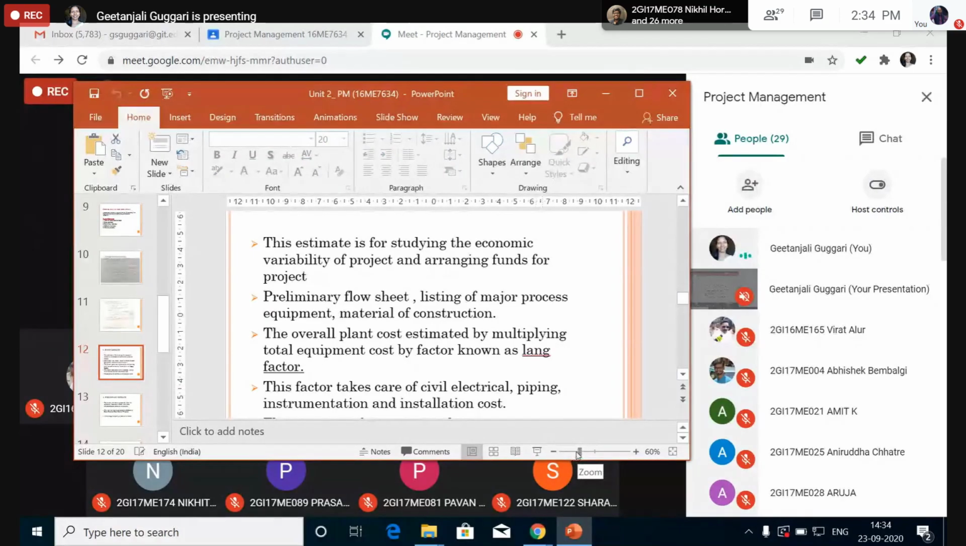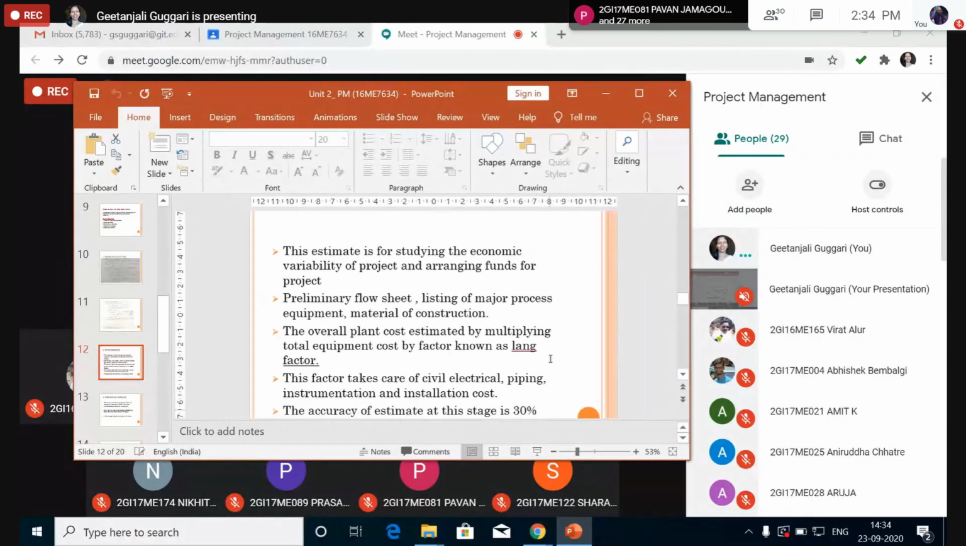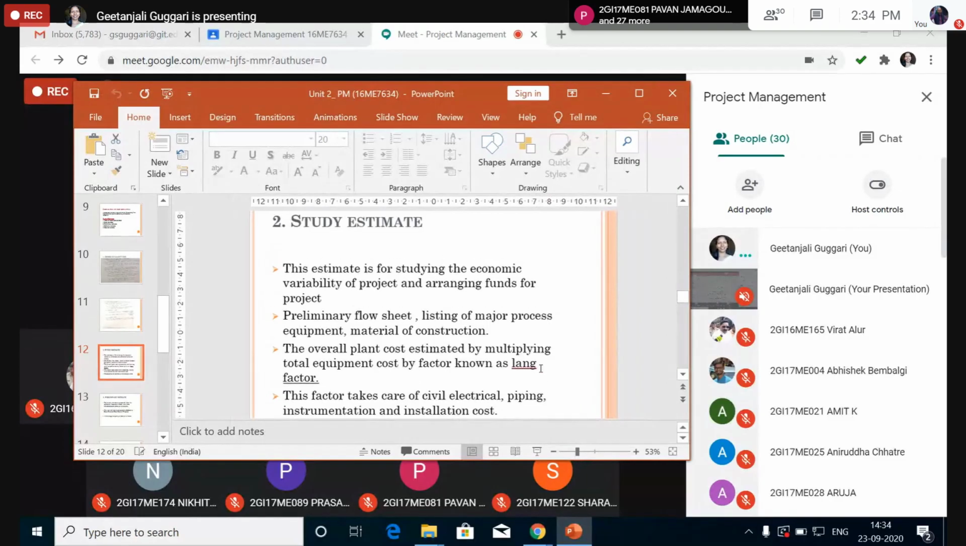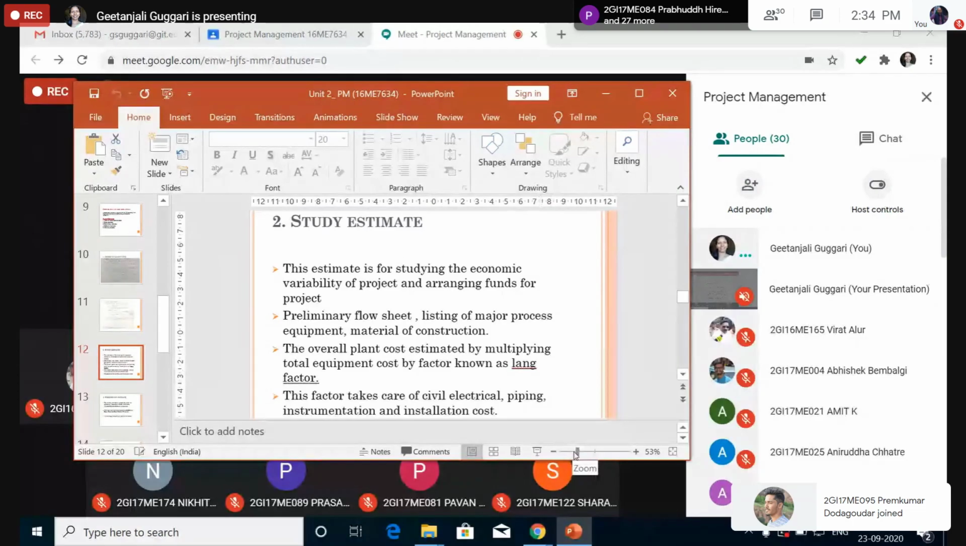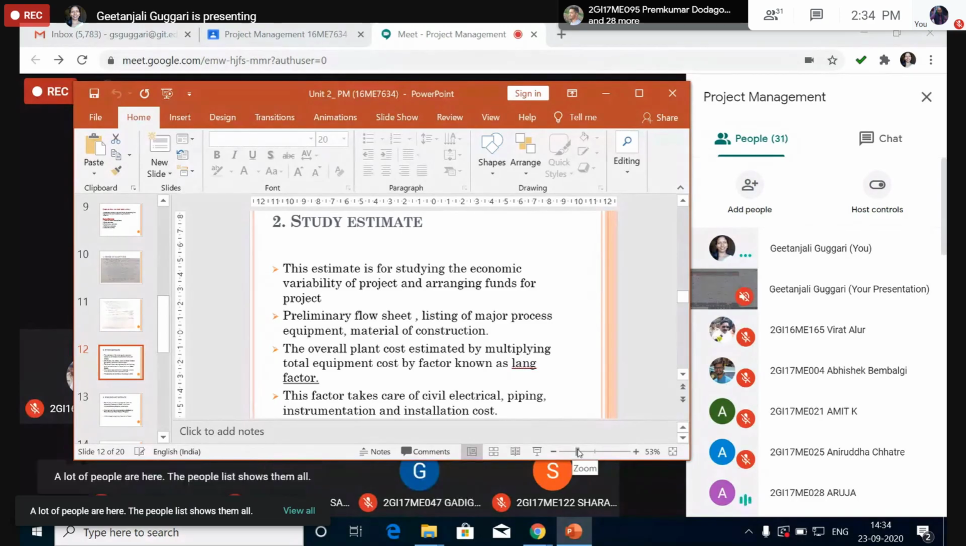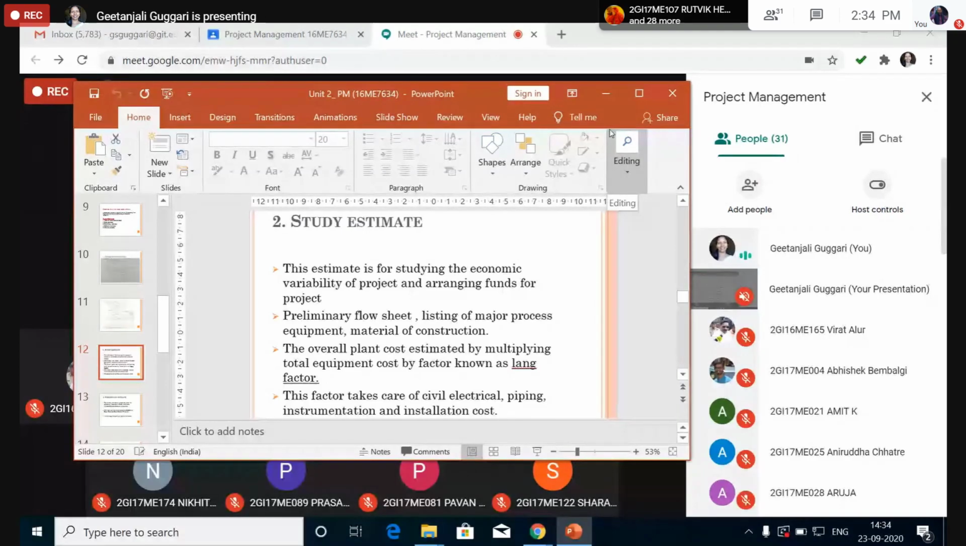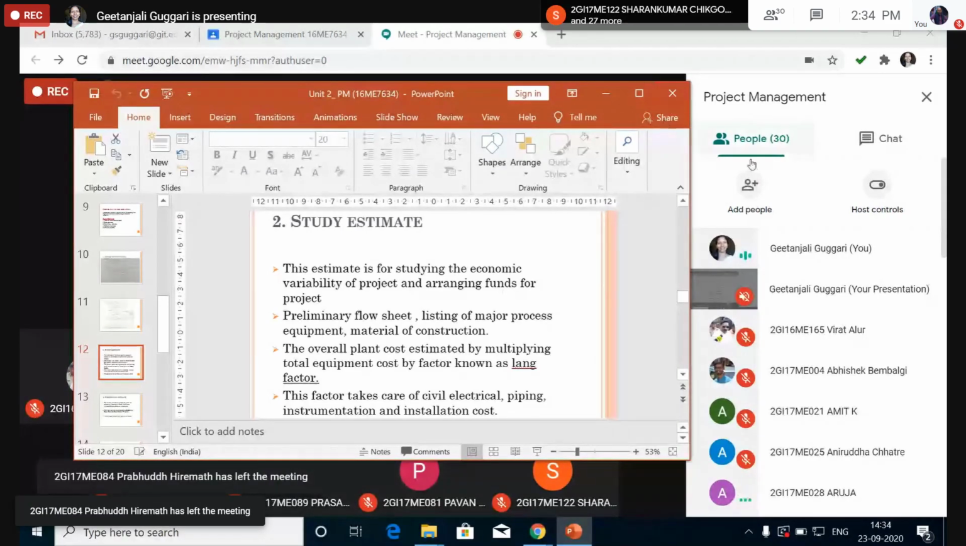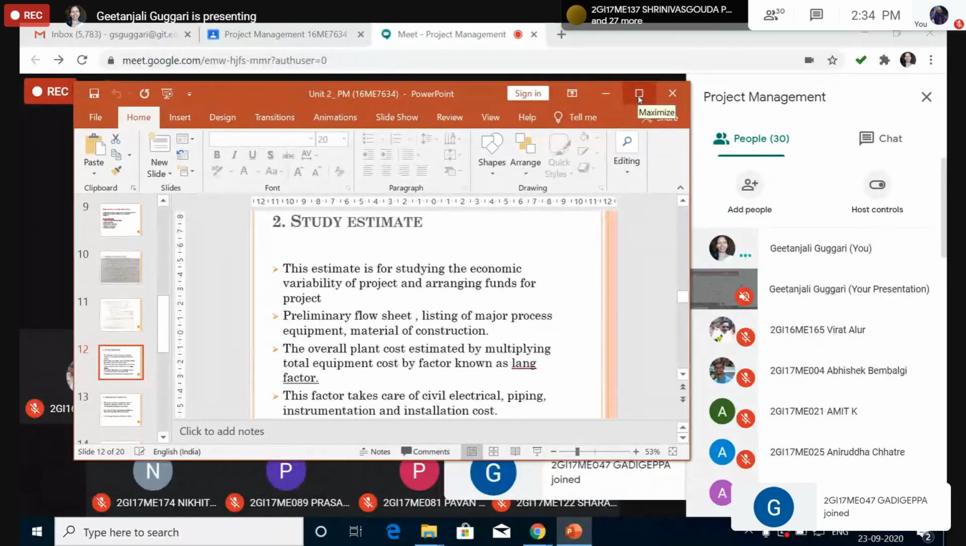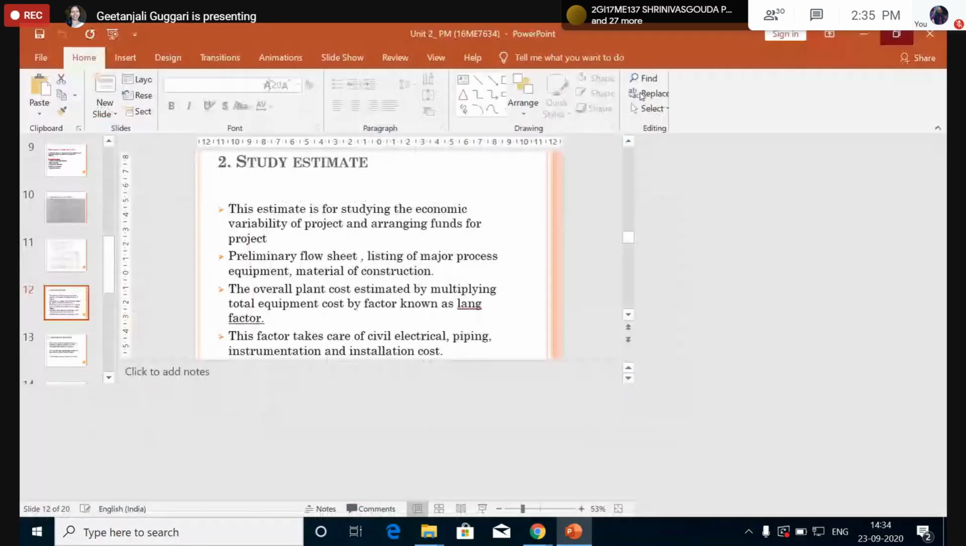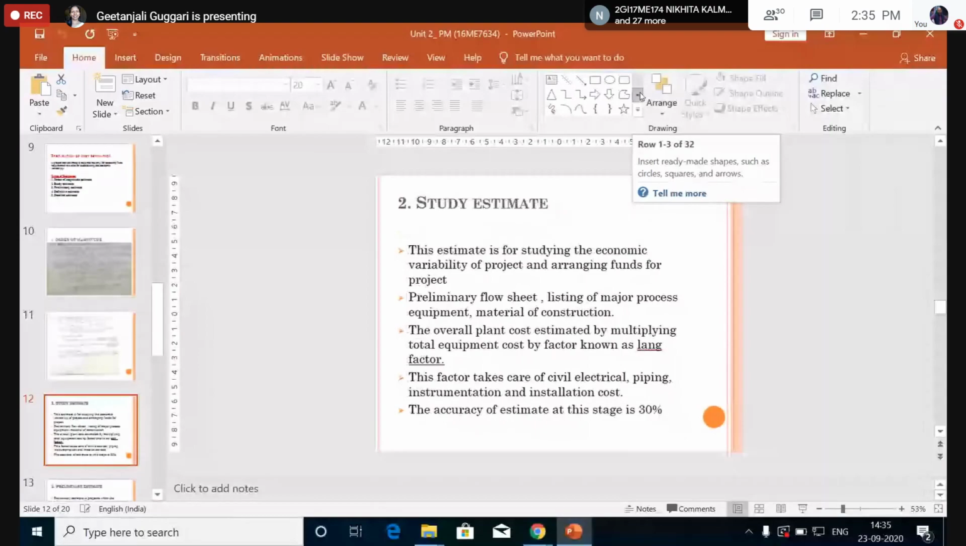Are you able to see the screen fully? Yeah. Is it visible? Okay. Study estimate. Excuse me, ma'am. Could you make the screen full screen? Okay. Just inform me if anything is wrong because I will not be able to see your chat. Yes, I'll make it full screen. Yes, ma'am. One second. Thank you, ma'am. Is it clear now?